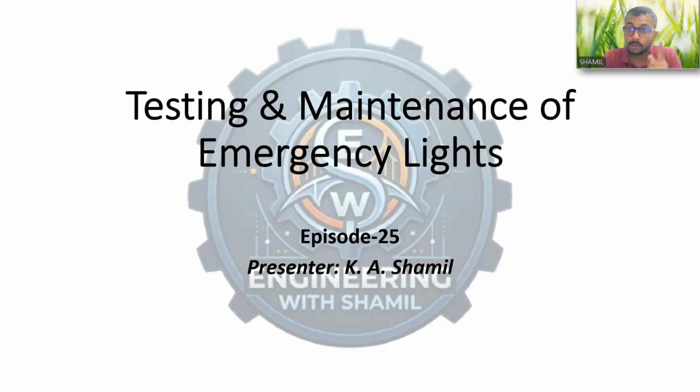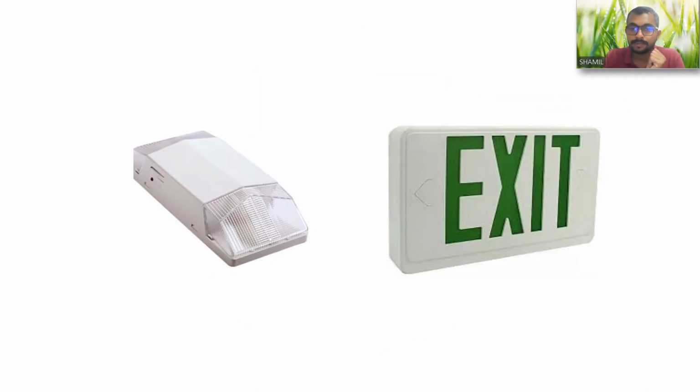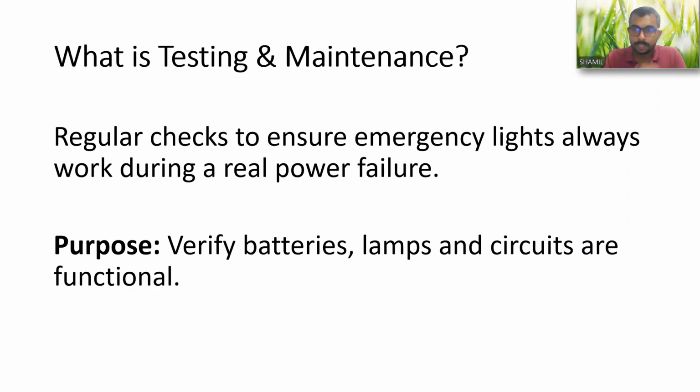So let us see what all are the tasks involved in the testing and maintenance of the emergency and exit light. So, what is testing and maintenance? Testing and maintenance is to perform regular checks, to ensure that the emergency light is always working during a real power failure. It is like we are preparing the emergency and exit lights for a real power failure. So, we need to ensure that all these lights are working during that time.